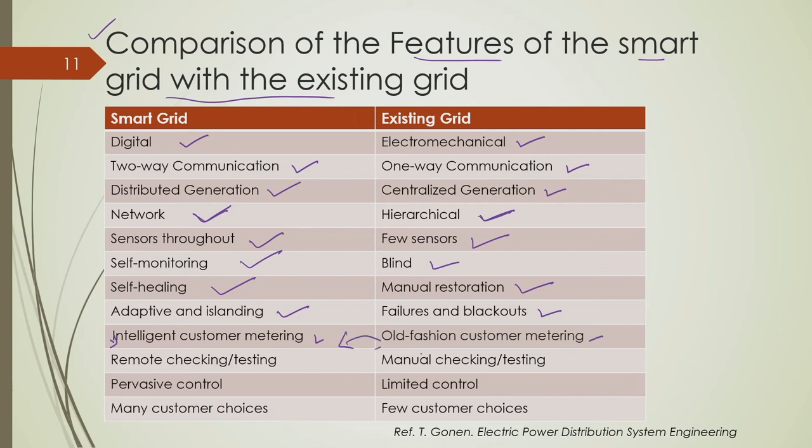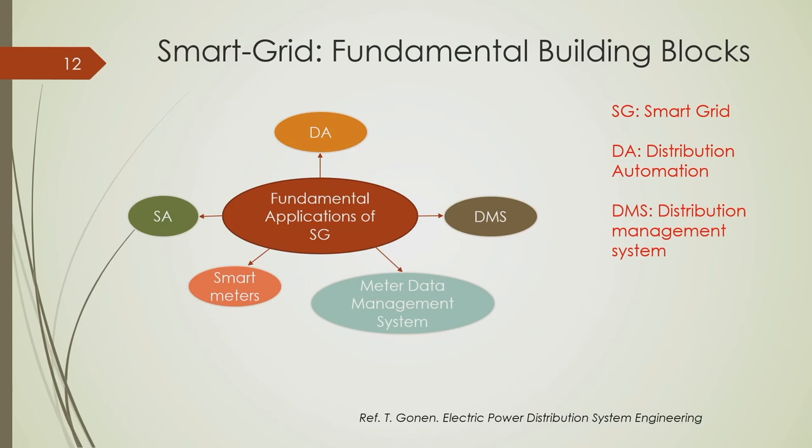The existing grid has old-fashioned customer metering, but the smart grid should have intelligent customer metering. In fact, meters are to be replaced and this process has been initiated. The existing grid has manual checking or testing, while the smart grid has remote checking. The existing grid has limited control capabilities, whereas the smart grid has full control capabilities. And in the existing grid we do not have many choices as a customer, but in the smart grid we have many choices. That is our expectation of this smart grid initiative.